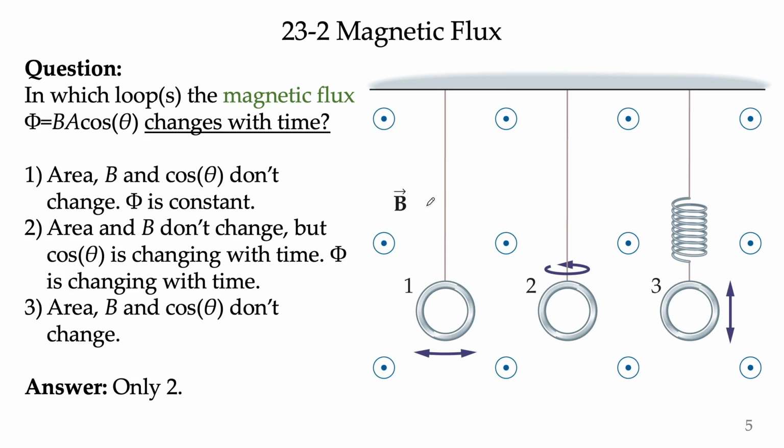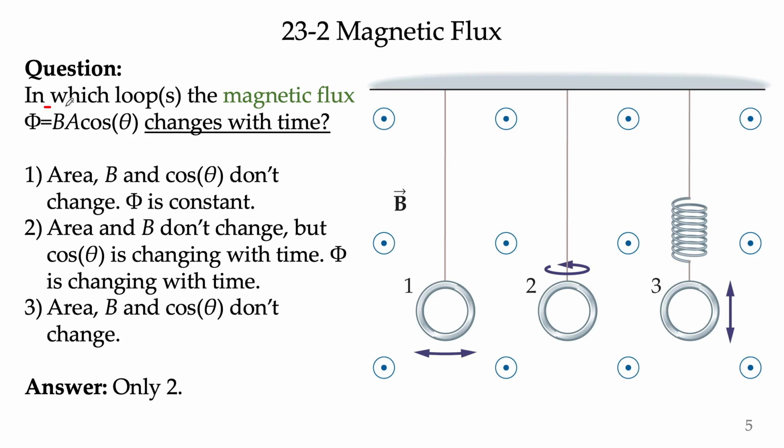Okay, let's look at this question. If you remember from the previous slides, what we need is changing magnetic flux. If it changes, then electricity is produced. So let's look at these three rings. There is a background magnetic field. It's out of the page, coming from the page towards you.